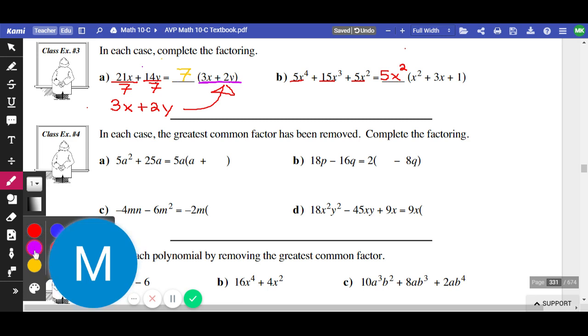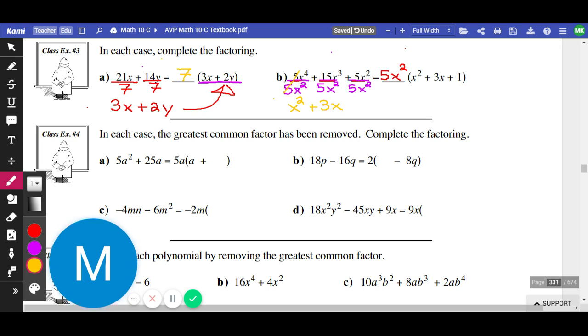The way they got it was by dividing each term by their GCF. So we're going to divide by 5x squared on all three of these things. When you do that, 5x to the power 4 divided by 5x squared, the 5s would cancel out. X to the power 4 divided by x squared would be x squared. Right? We subtract the exponents. The middle guy, we have 15 divided by 5 would be plus 3. X cubed divided by x squared, subtract the exponents to get x.